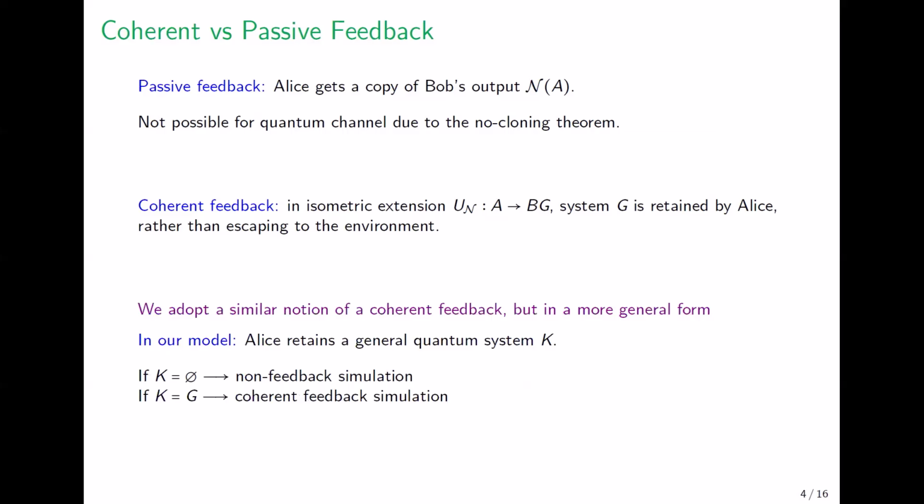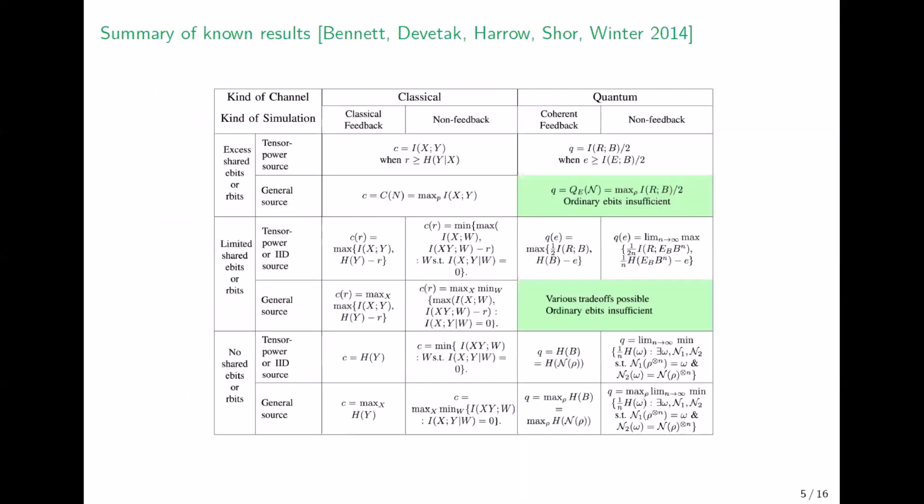We want to unify all these different notions, but of course, because we are working with quantum information, we cannot talk about passive feedback. So we want to talk about the coherent feedback. And our model is very general. We want Alice, the encoder, to retain a general quantum system, which we call K. If the K system is nothing, a trivial system, then our model is just a non-feedback simulation. And if K is equal to the whole environment system, our model completely covers the coherent feedback simulation.